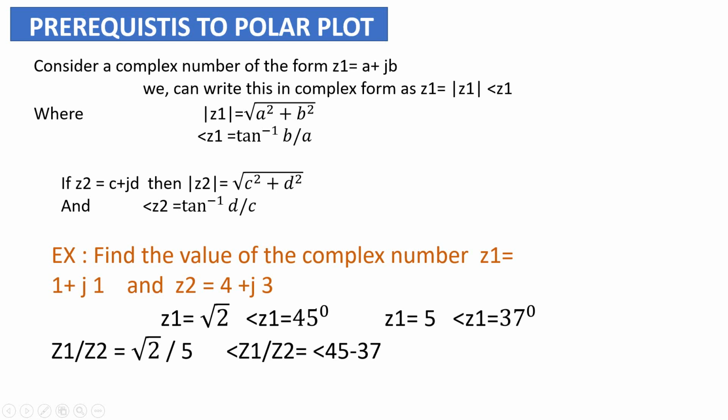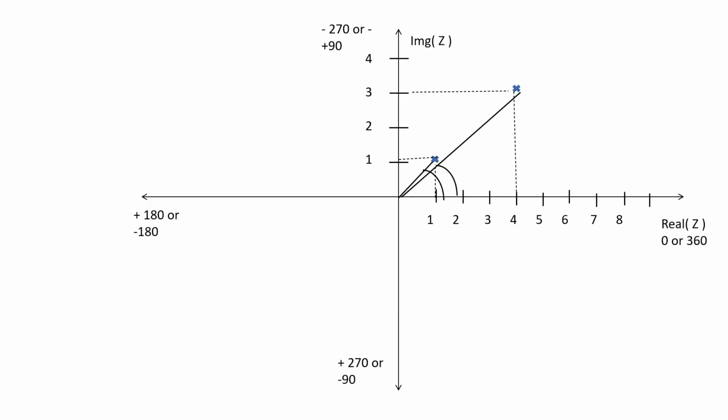This is a simple introduction to complex numbers, and we can plot complex numbers in the complex Z plane as well. The distance from the origin is the magnitude of the corresponding complex number, and the angle with respect to the positive real axis is what we call the phase of this complex number. This is the real line and this is the imaginary line.